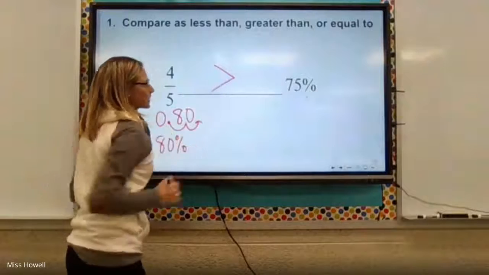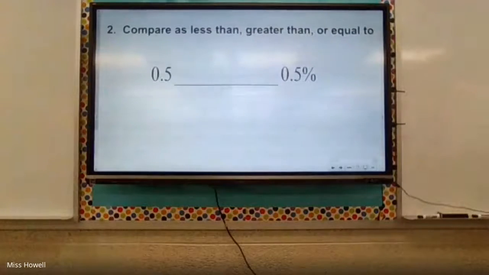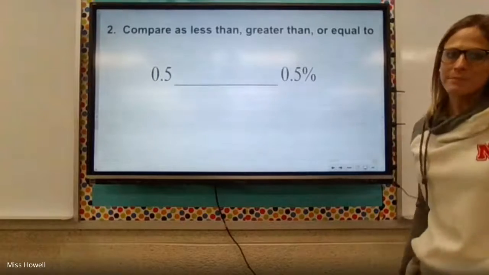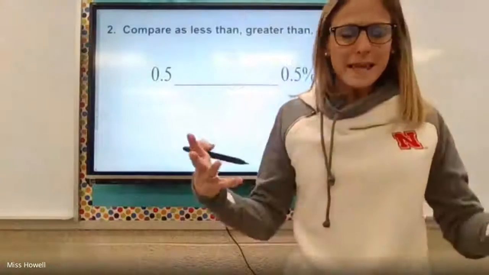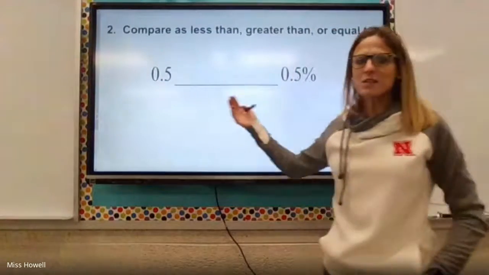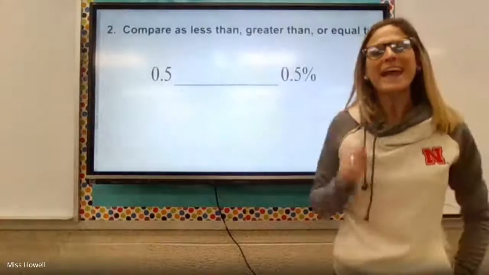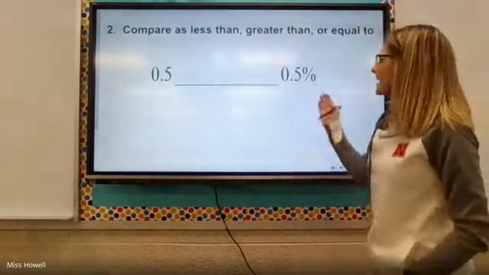It's greater than 75%. All right, number 2, 0.5 and 0.5%. Right now, it would be tempting to put that equal sign in there. They look like they match one another. But be careful. This one's in decimal format and this one's in percent format. And we can't compare until they're in the same format. So in this case, I have two options again.